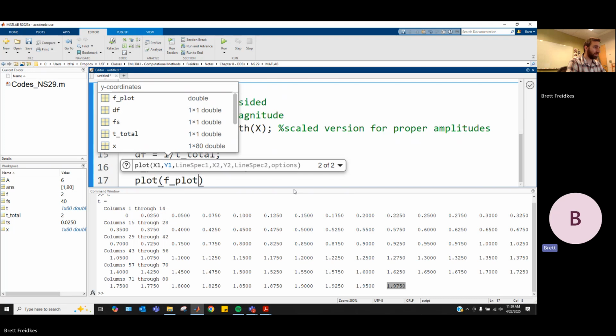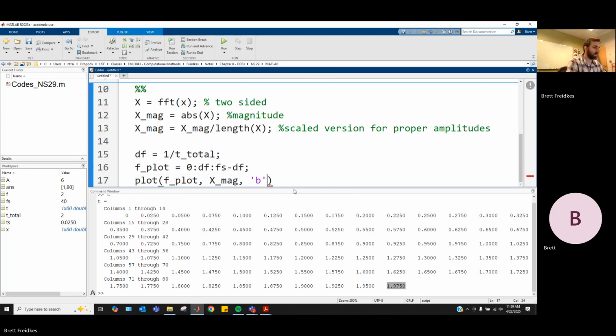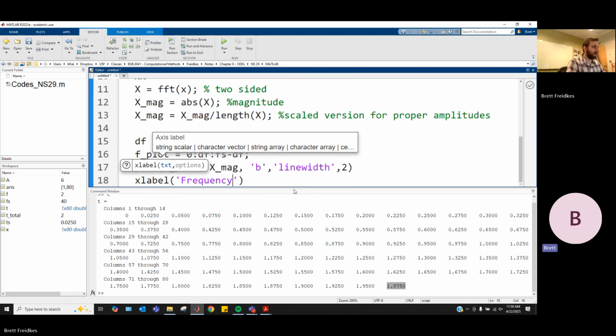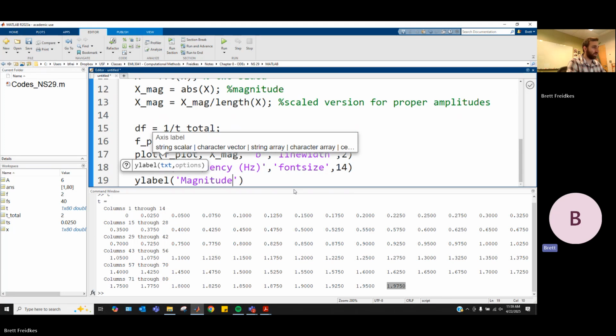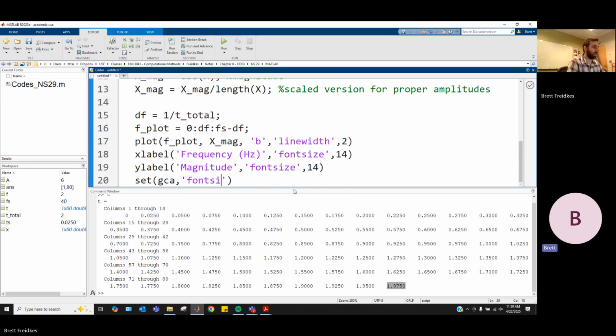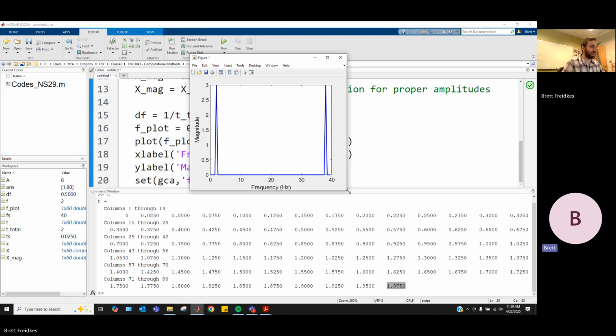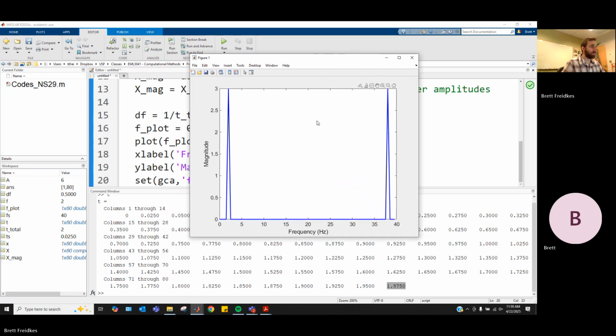If I plot this now, it's going to be frequency on here, in hertz, and this is going to be magnitude, which is x of omega. I want to make this a little bit bigger so we can see. If we run this, we can see that we have these two peaks. If I click this, you see that at 2 hertz, that's the x value, I have an amplitude of 3. And then at 38, I have an amplitude of 3.